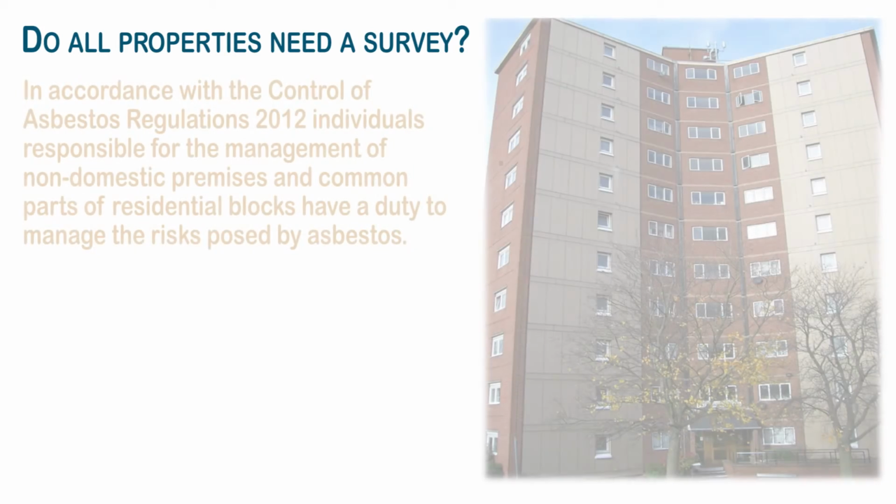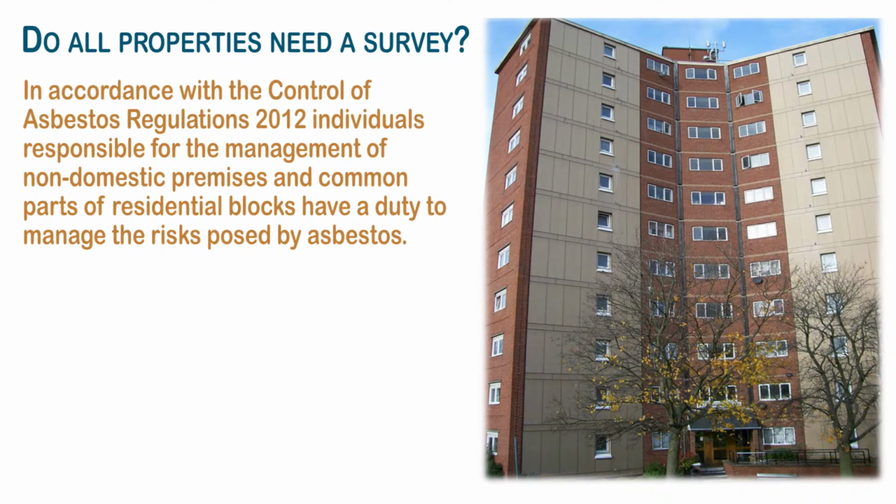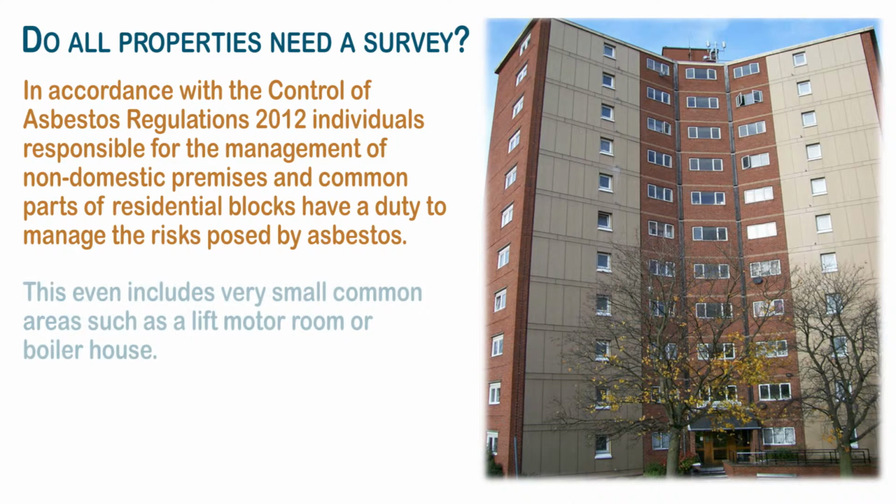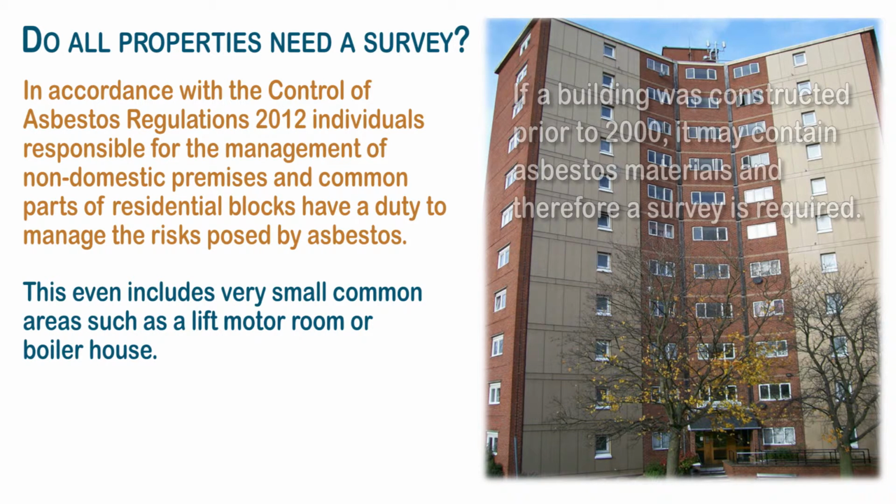Frequently asked questions. Do all properties need a survey? In accordance with the Control of Asbestos Regulations 2012, individuals responsible for the management of non-domestic premises and common parts of residential blocks have a duty to manage the risks posed by asbestos. This even includes very small common areas, such as a lift motor room or boiler house. If a building was constructed prior to 2000, it may contain asbestos materials and therefore a survey is required.